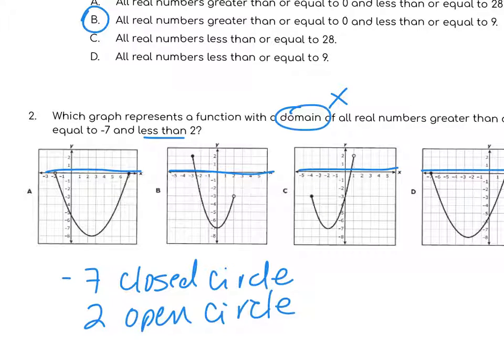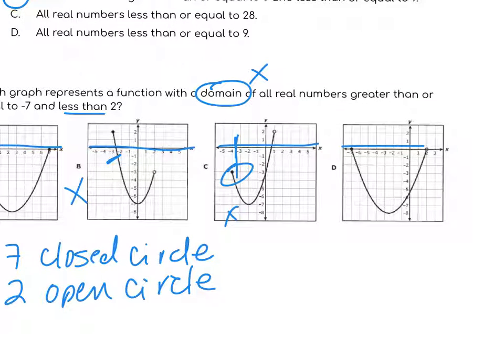So I might go through and do that so I don't end up looking at y's. Well, this goes from -2 to +7, so it's not A. And this one goes from -3, so it's not B. And this one goes from -4, so it's not C. So it must be D. Let's make sure. It goes from -7 to 2, and I have an open circle on 2, so D is the correct answer.